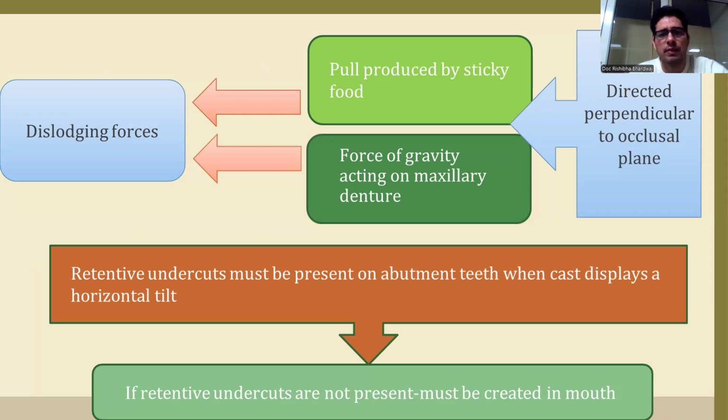Retentive undercuts must be placed on the abutment teeth when the cast displays a horizontal tilt. If the undercuts are not present, they must be created in the mouth. I told you in the beginning, we need to create the undercuts to make our prosthesis retentive in the patient's mouth. So we need to tilt the cast accordingly, or there are many other methods to create the undercut, like dimpling out.